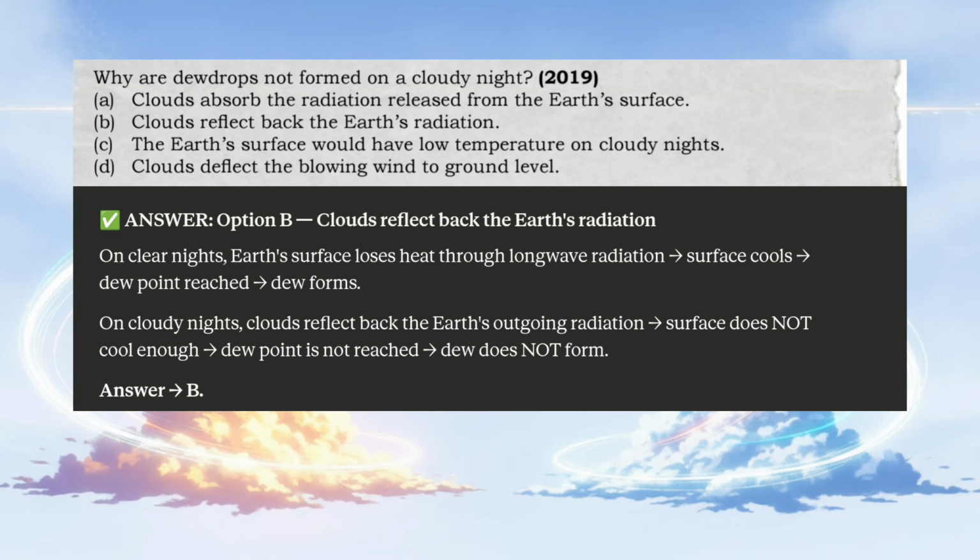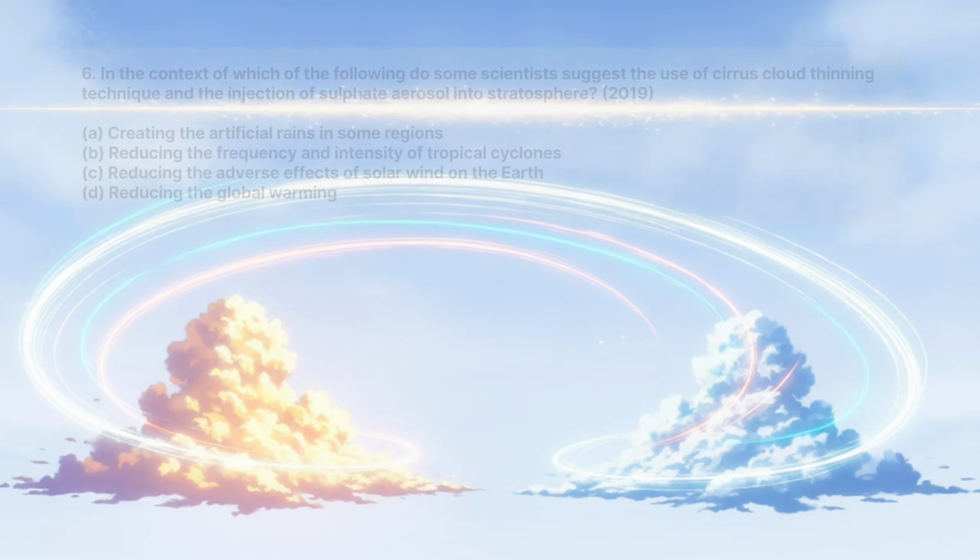Answer, option B. Clouds reflect back the Earth's radiation. On clear nights, Earth's surface loses heat through long-wave radiation. Surface cools, dew point reached, dew forms. On cloudy nights, clouds reflect back the Earth's outgoing radiation. Surface does not cool enough, dew point is not reached, dew does not form. Answer B.